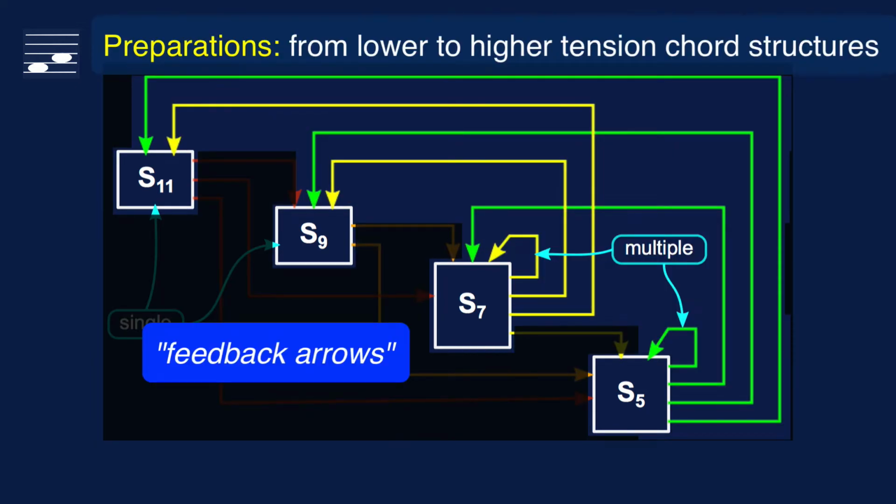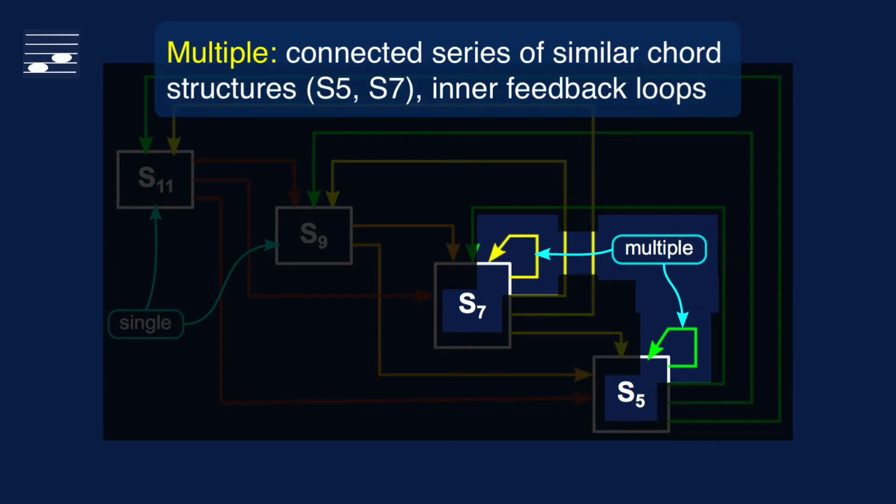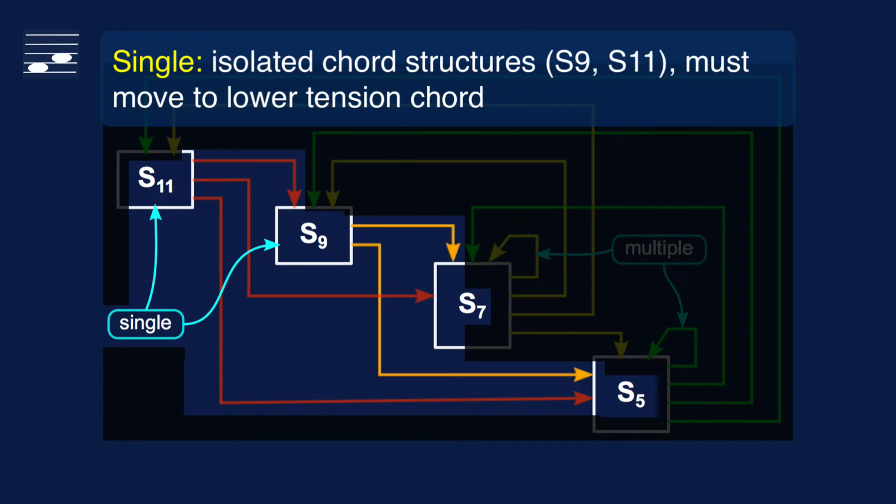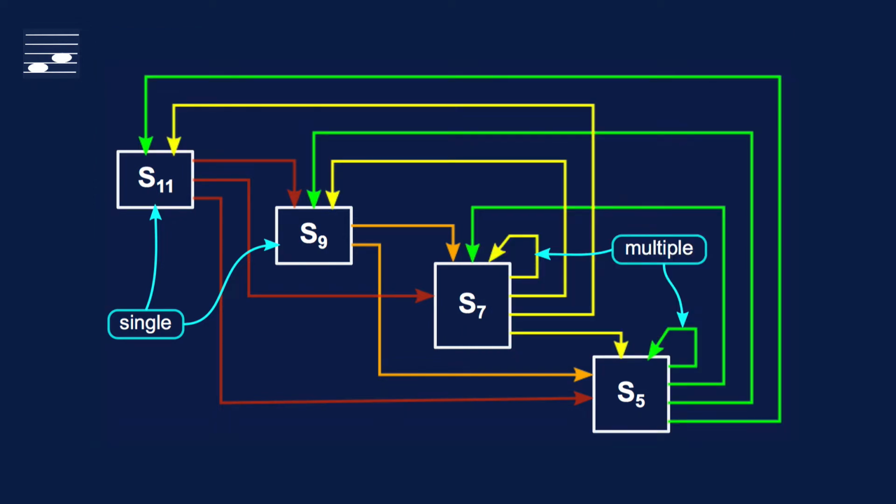Preparation means going in the opposite direction, from lower tension S5 to higher tension chords, as indicated by the outer loop feedback arrows. We may freely connect a series of either triads or 7th chords, as shown by the inner feedback loops. However, we may not connect multiple S9 or S11. In diatonic harmony, there must be single occurrence chords that resolve into a lower tension structure. I'll demonstrate this aspect in cadences and progressions later in this video.